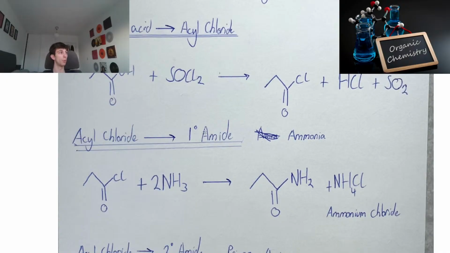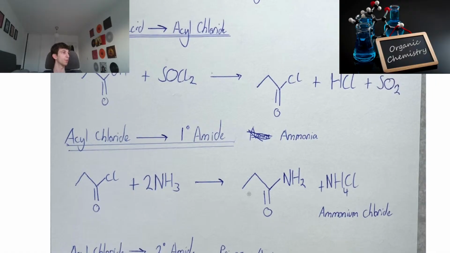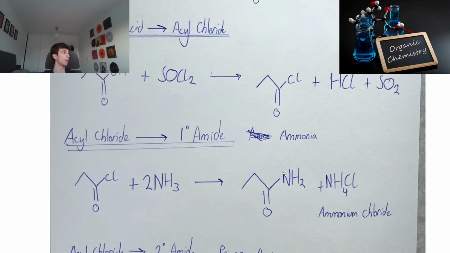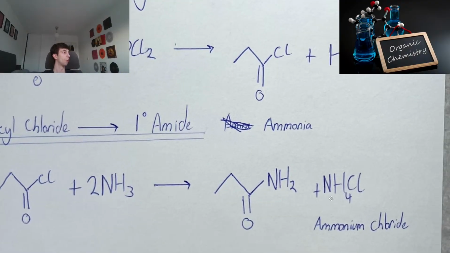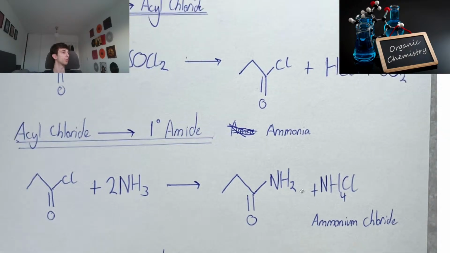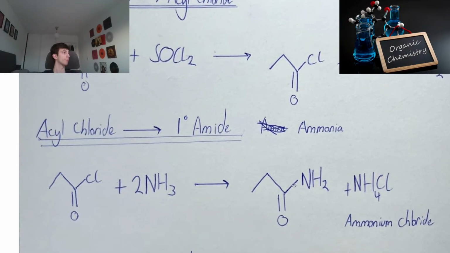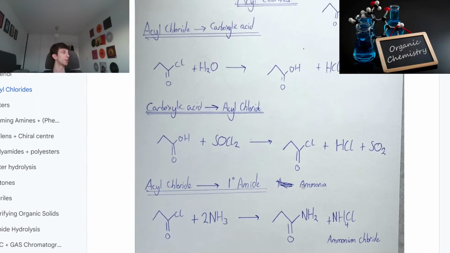Acyl chloride to a primary amide, we have our acyl chloride plus two ammonia molecules. We form that primary amide, so we only have one carbon coming off that nitrogen. Then we form ammonium chloride or an ammonium salt, okay? Because what do we have left with? We're left with four hydrogens. We still have a nitrogen, and then we have this chlorine that we lost from the acyl chloride. So another important reaction. There they all are, guys.